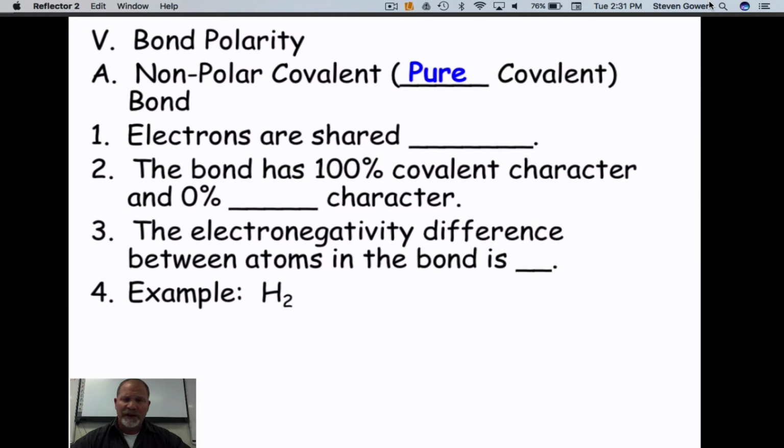It is purely covalent. It is actually sharing the electrons equally. This is the only time you will get 100%. It's 100% covalent and 0% ionic. That's the only time you'll ever get that. The highest you'll get when you get to an ionic compound is 80% ionic, but it's still 20% covalent.